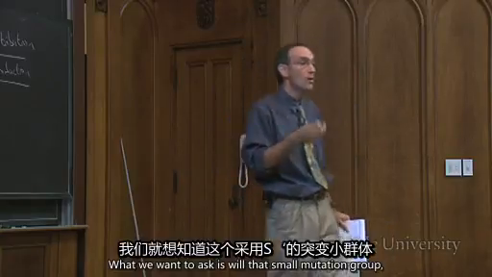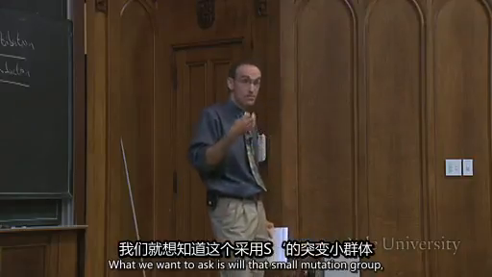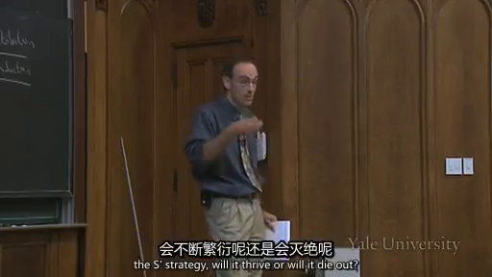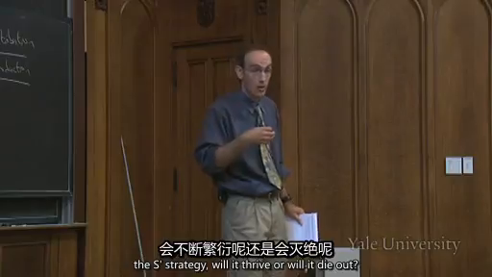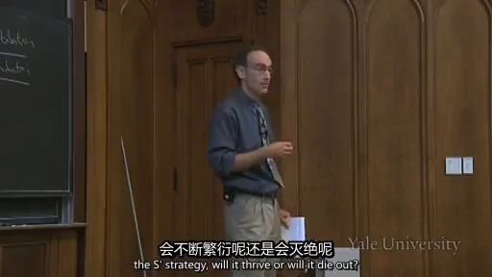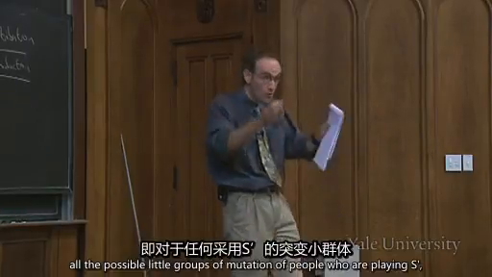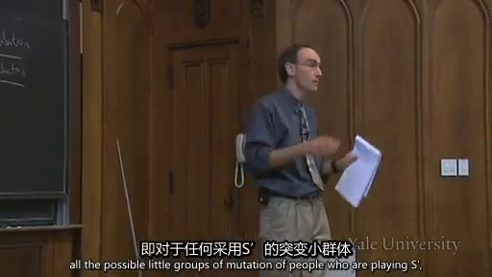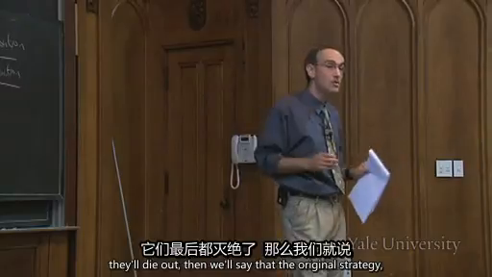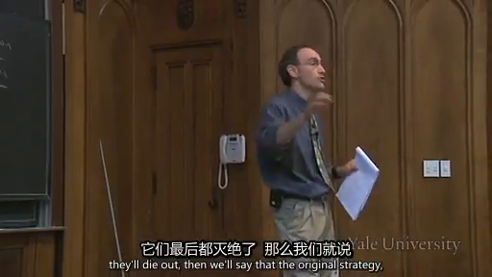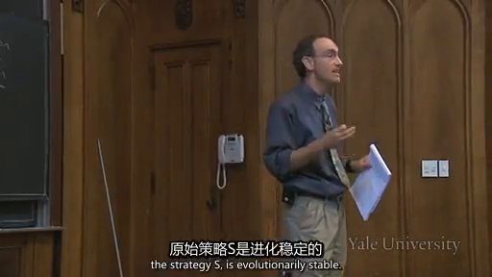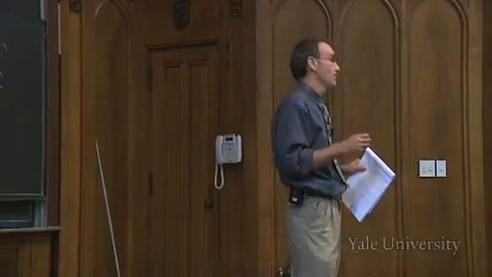Right? What we want to ask is, will that small mutation group, the S prime strategy, thrive or will it die out? If it's true that for all possible mutations, all possible little groups of people who are playing S prime, they'll die out, then we'll say that the original strategy, the strategy S, is evolutionarily stable. Right?